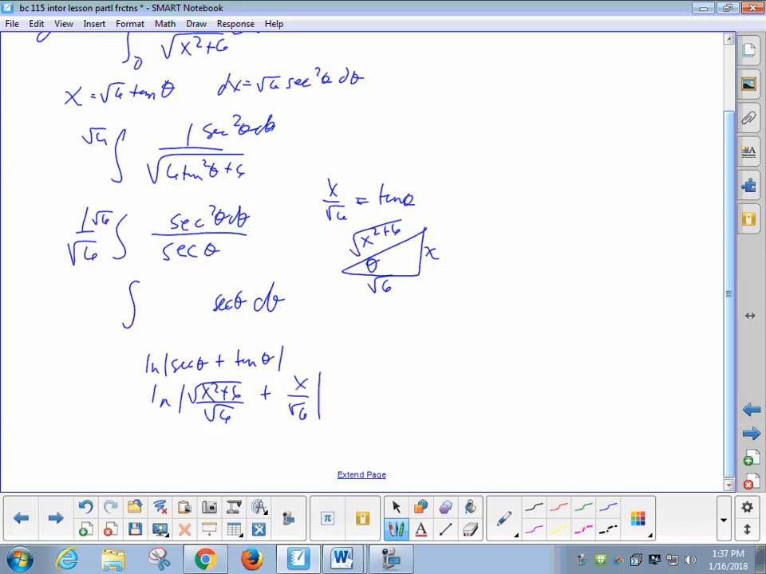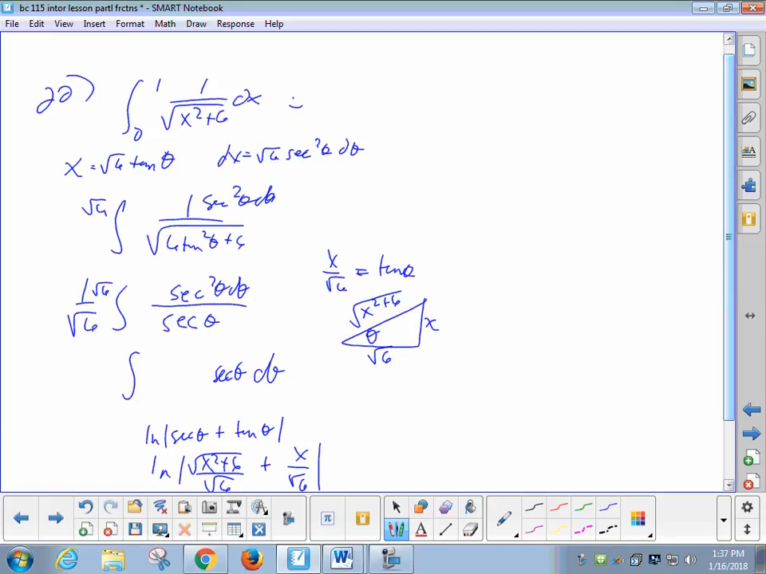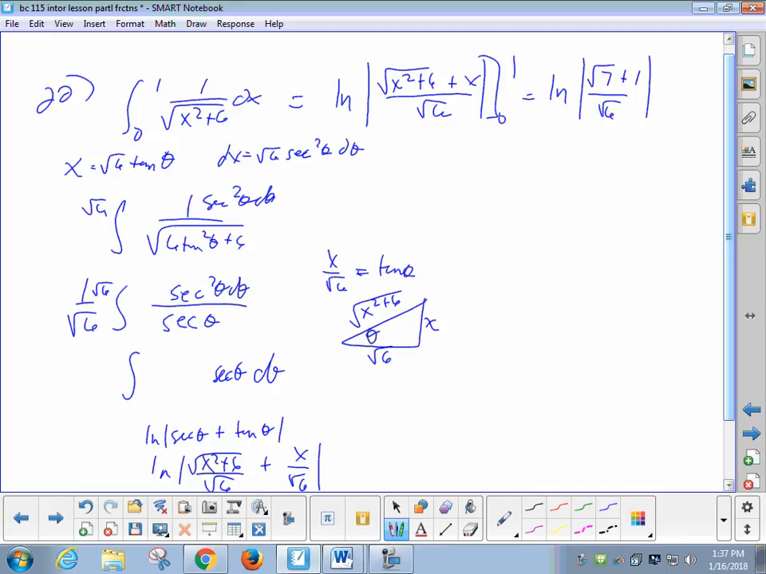Okay, then this is equivalent to natural log of the absolute value of square root of x squared plus 6 plus x, all over root 6, evaluated from 0 to 1. So that's natural log of the absolute value of the square root of 7 plus 1 over the square root of 6, minus the natural log of square root of 6 over 6.